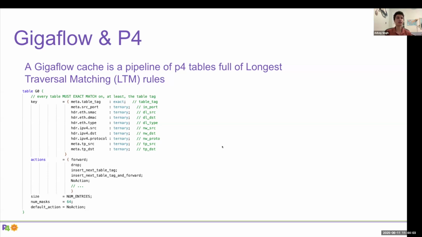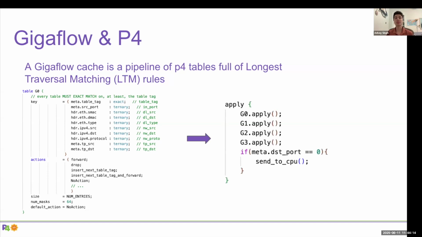Another thing to note is that there are some pretty standard actions here, and more actions can be introduced, but some of the standard ones are forward, drop, and inserting this table tag. Then, as I previously mentioned, the GigaFlow cache itself is just a pipeline of these GigaFlow tables full of these longest traversal matching rules.